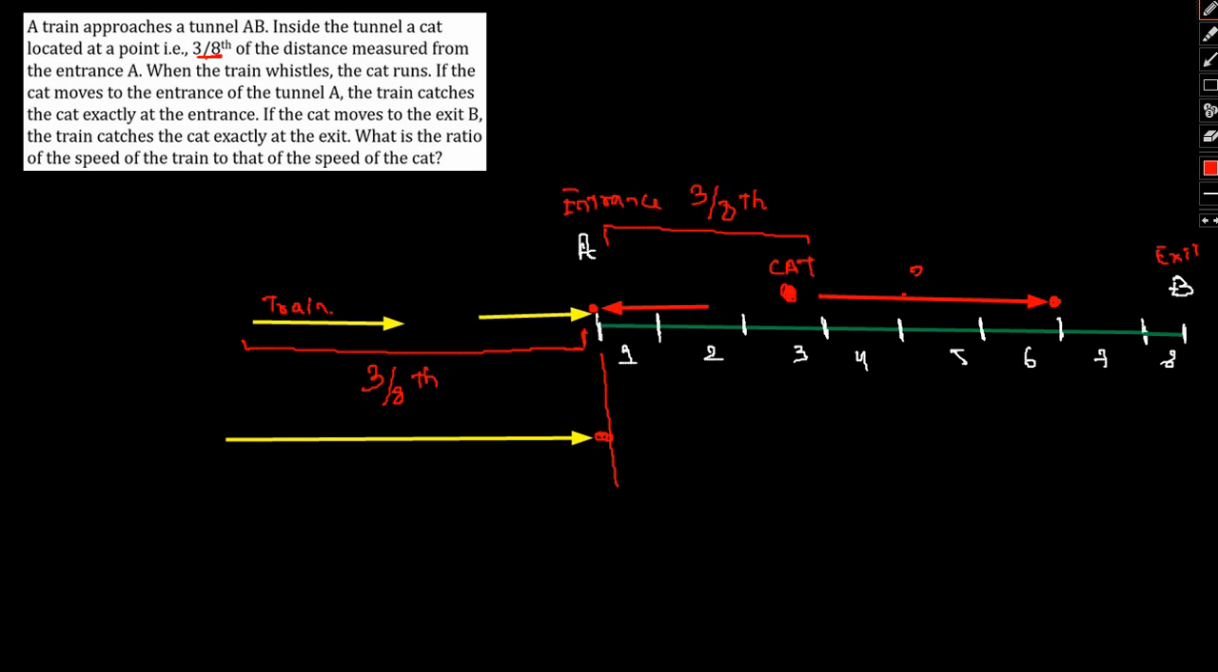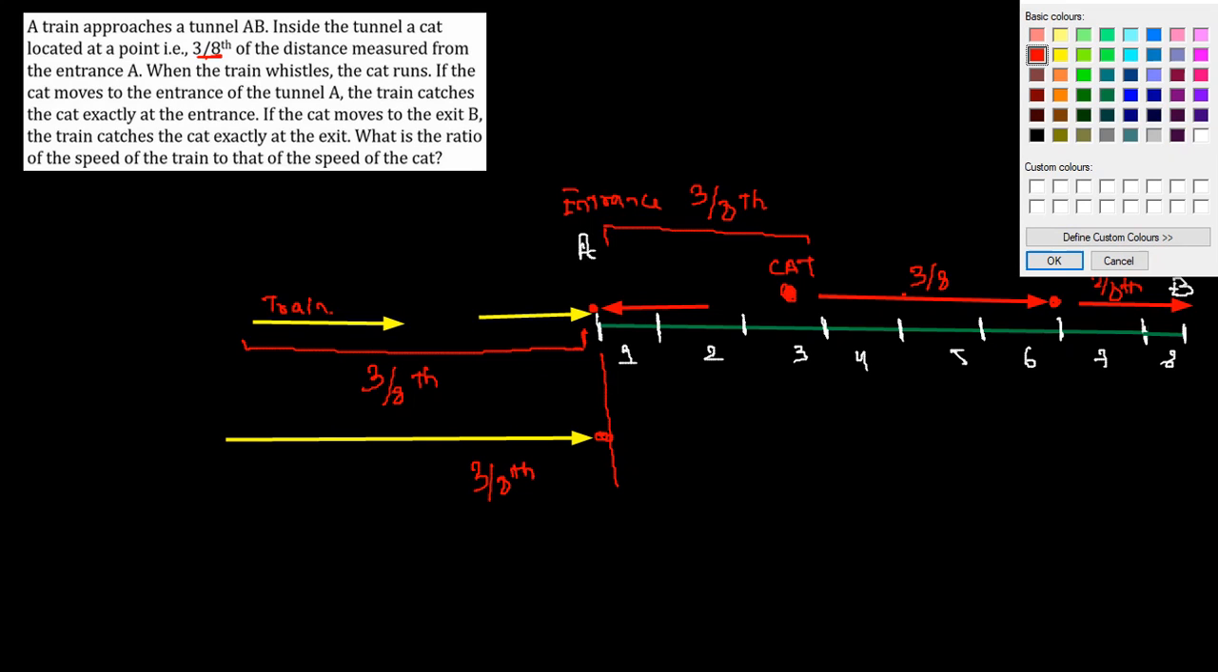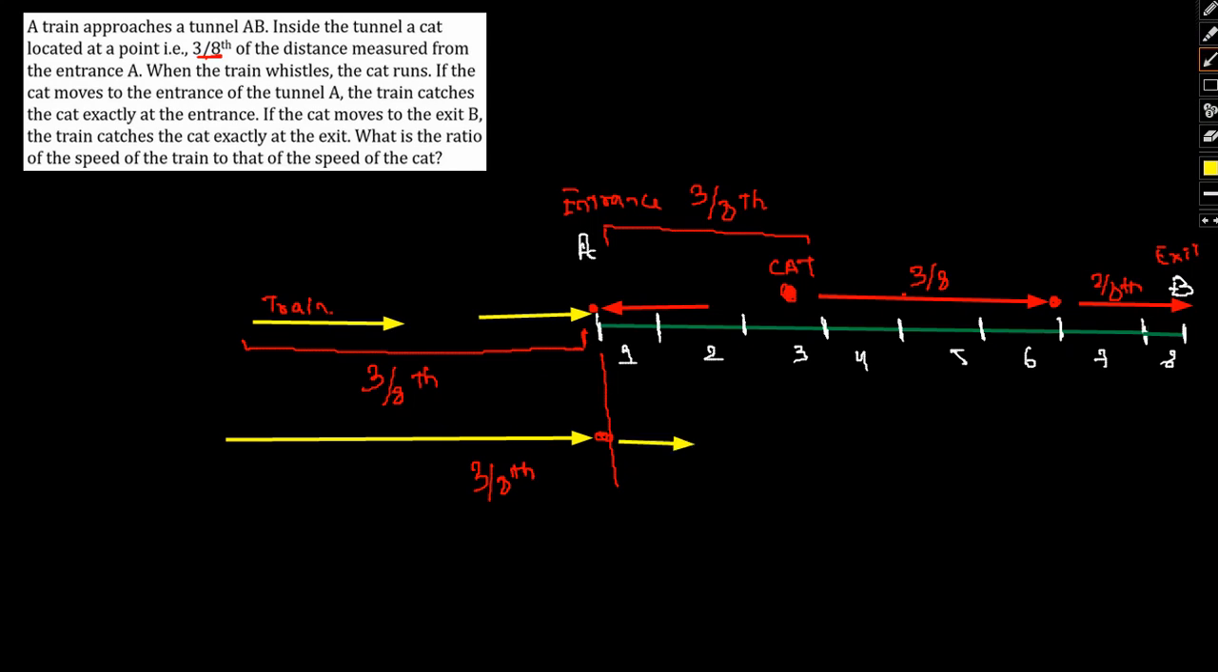So the cat again covers 3/8 of the distance, and the train also covers 3/8 of the distance. Now try and understand this point. Again both of them meet exactly at the exit. That is, when the cat reaches this point, when the cat covers 2 by 8 of the distance, the train covers the entire distance. The train actually covers 8 times the distance.